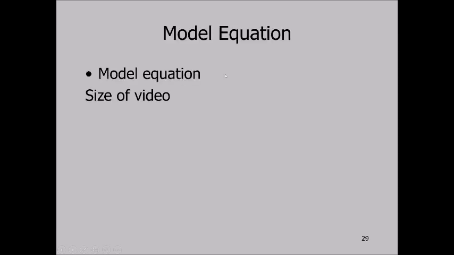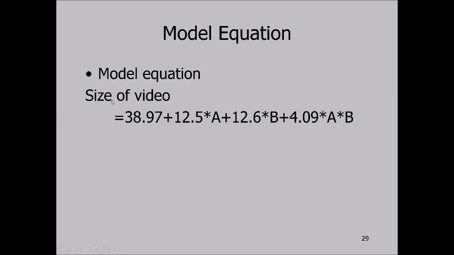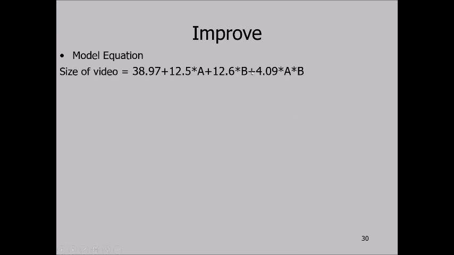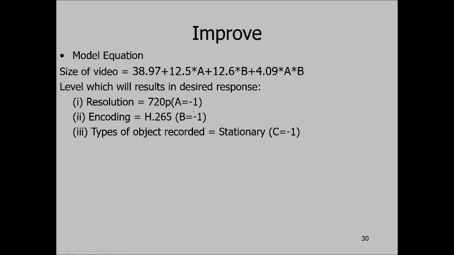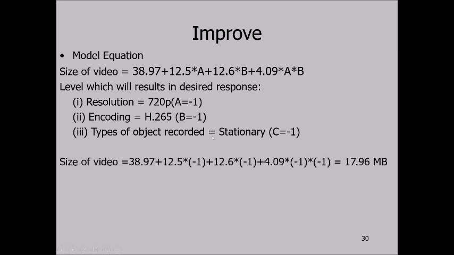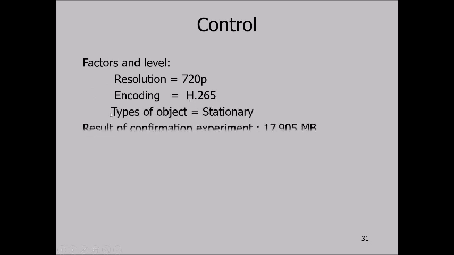Now the model equation, what we get for the size of video, is this equation. As we have seen, no improvement is required according to the Box-Cox plot. We assume all the factors are at low level. So the size of video we will get is 17.96 MB. Our expected value is 17 and we are getting 17.96 MB when we put all the values at low level. So for the control factors, you can see that all are at low level.